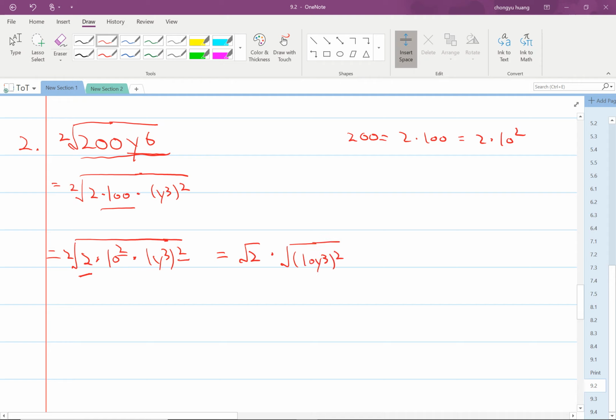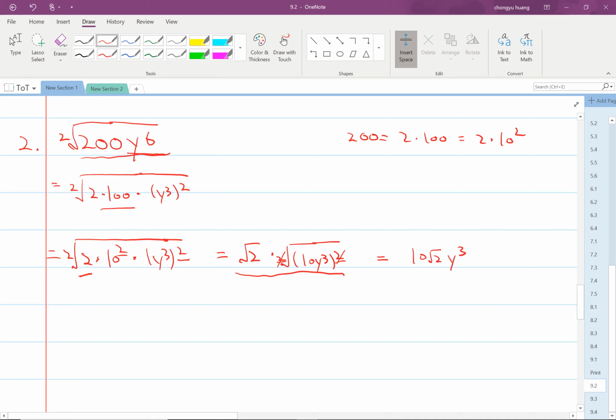Let me take a look. 10y to the power 3, to the power 2. As you can see over here, this part I'm actually applying the property. We have a square root over here, and then we have a power 2 over here, so those things get cancelled, right? And our final solution will be 10 square root of 2, y to the power 3.